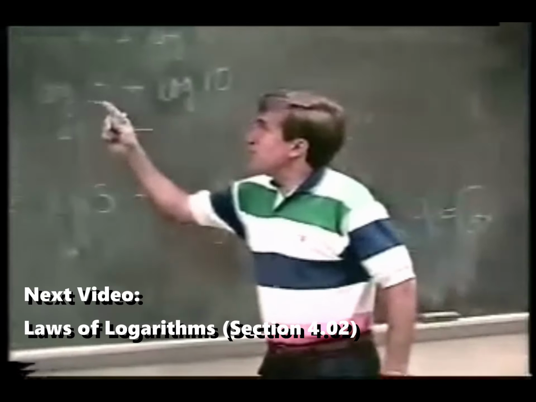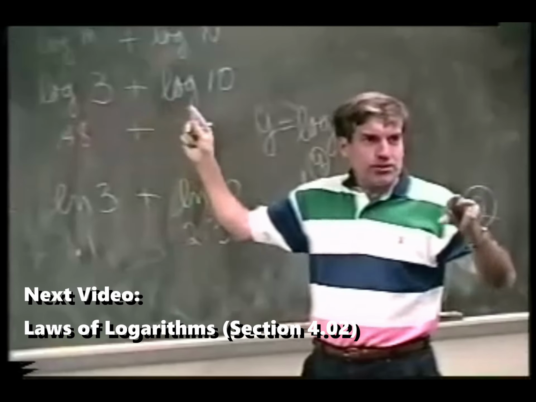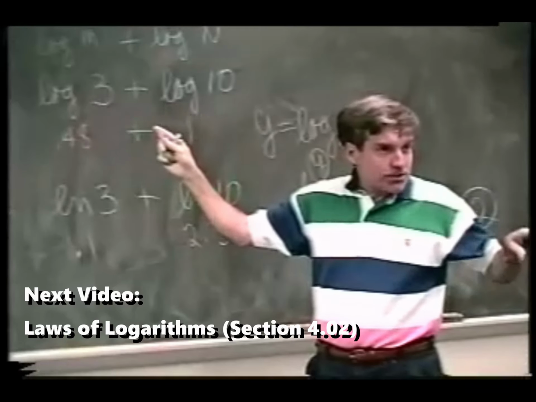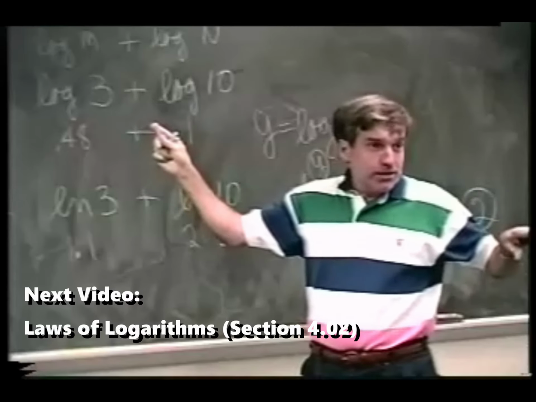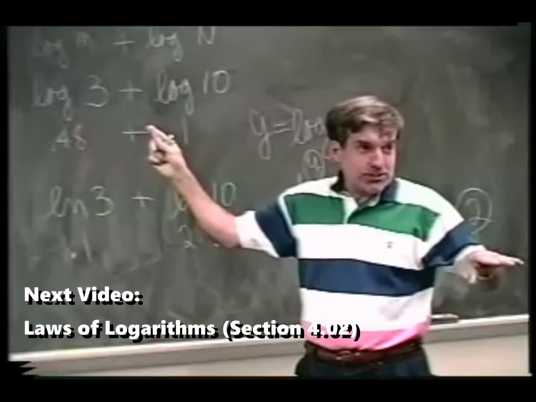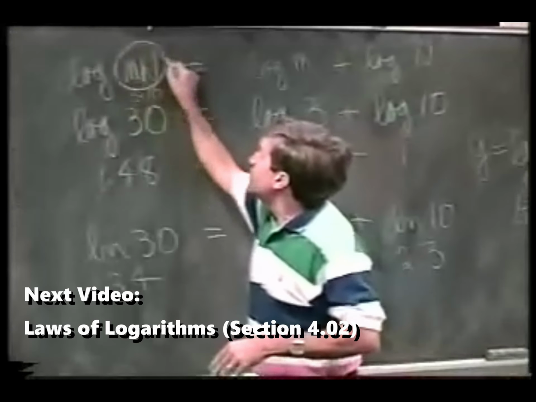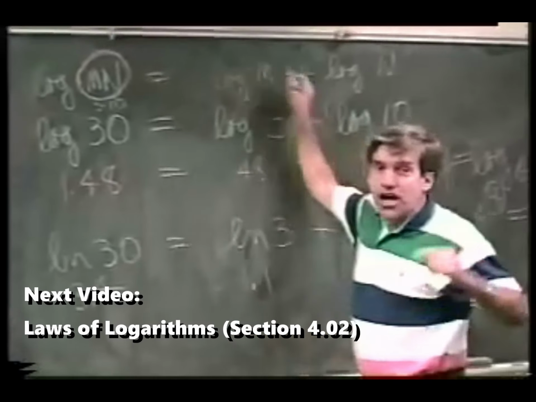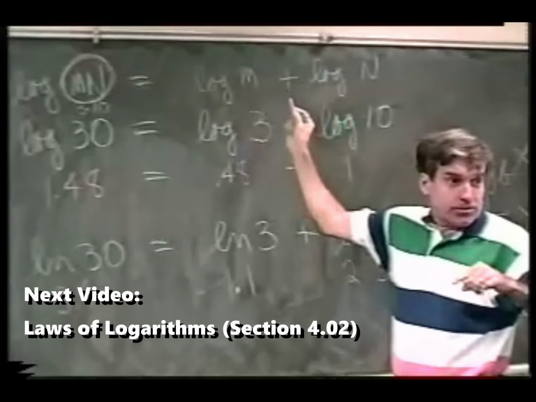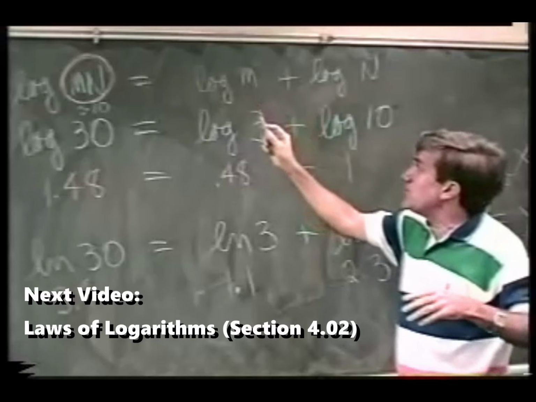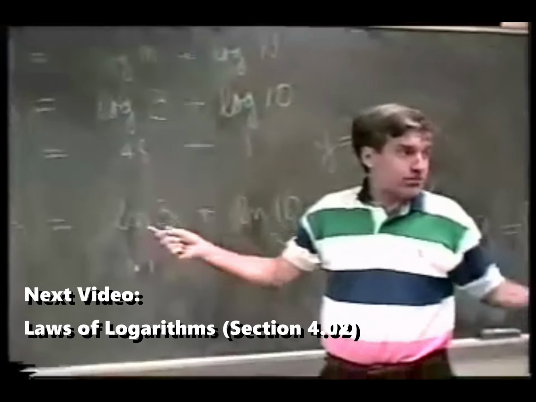So what was the law of exponents? What is it when you multiply with the same base number? You add exponents, right? When you multiply here, you add logarithms. Exponents are like logarithms, right? So it makes sense that when you multiply, you add logarithms, just like when you multiply, you add exponents.